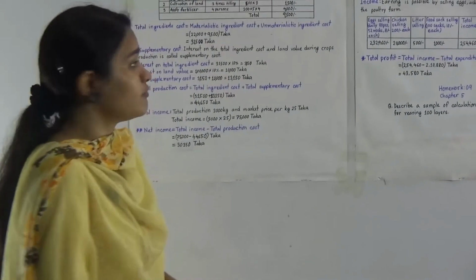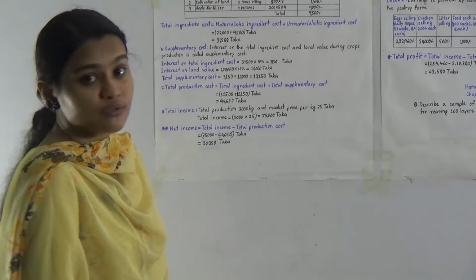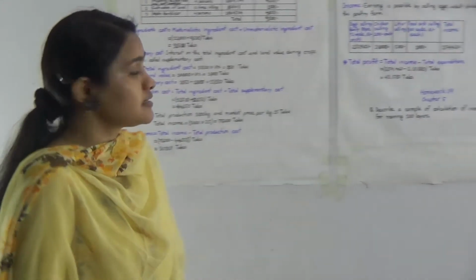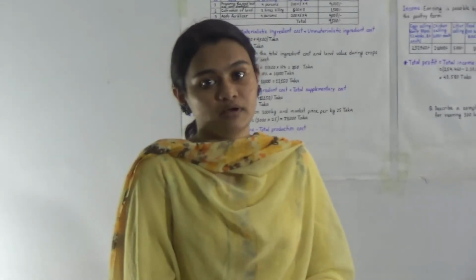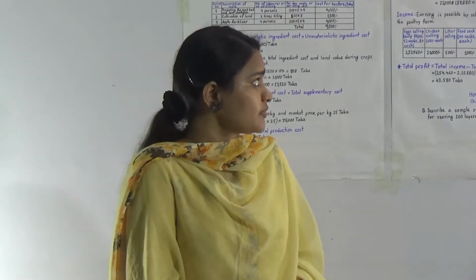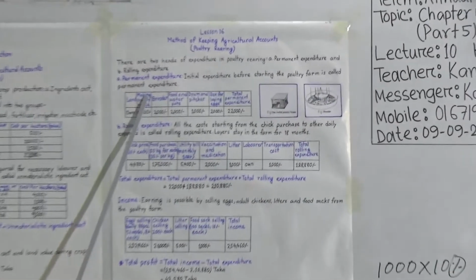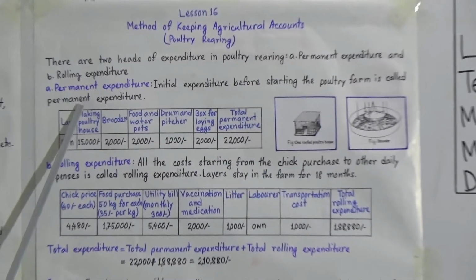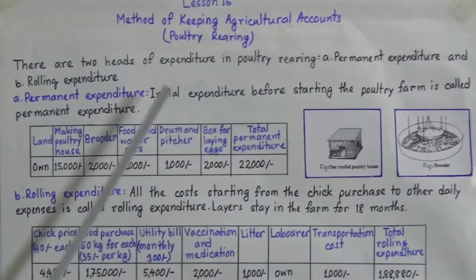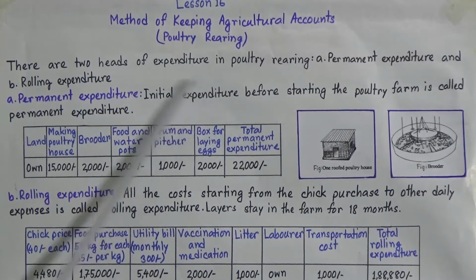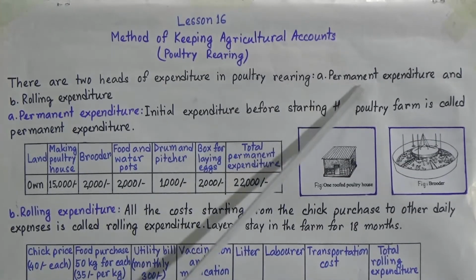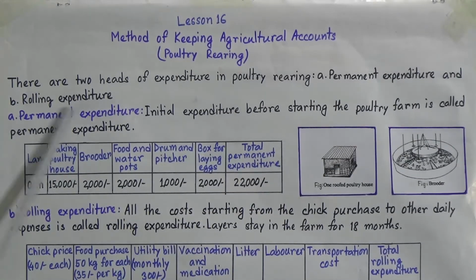Now we will go to lesson 16. That means method of rearing and agricultural accounts of poultry. And now look, if you want to calculate the agricultural accounts of poultry rearing, you need to focus on two expenditures. And what are they? Permanent expenditure and rolling expenditure.